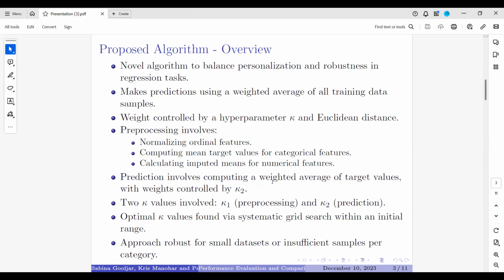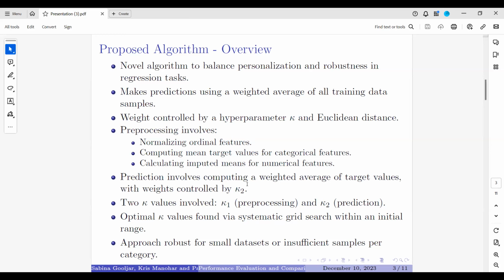Our proposed algorithm was initially introduced to predict insurance policy premiums, basically to balance personalization and robustness in regression tasks. This algorithm uses a weighted average of all the samples in the data set rather than only the available samples for each feature. The weights are controlled by the hyperparameter kappa and Euclidean distance.